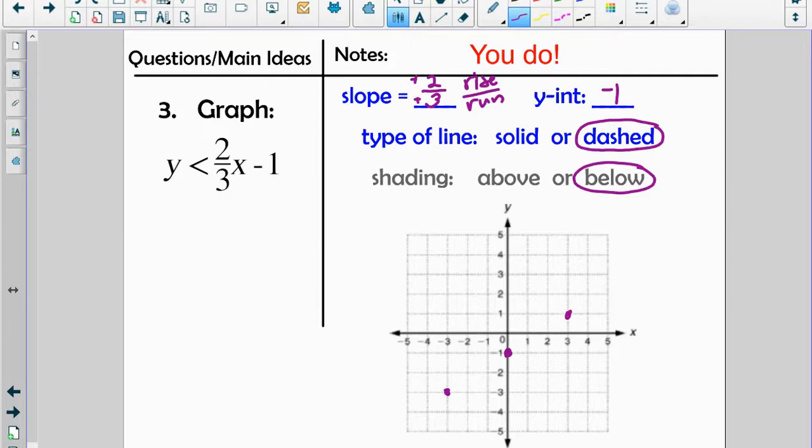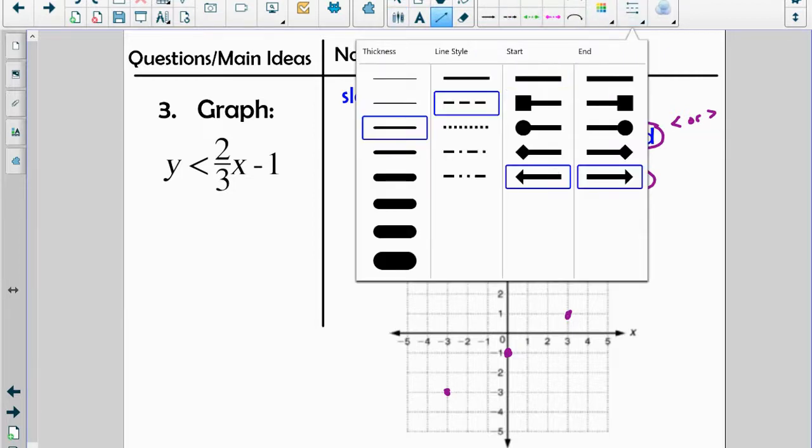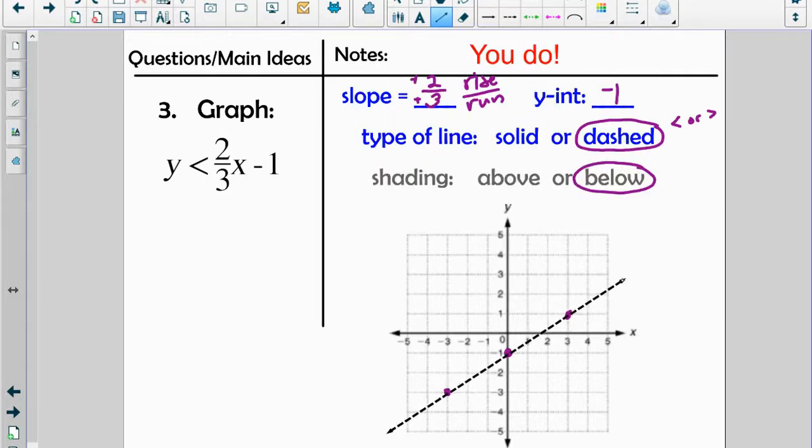We said that we're going to draw a dashed line, because remember we draw dashed lines if it's either less than or greater than, which we had on this one. So I'm going to grab my line tool, draw dashed with arrows on both sides, and let's see if I can get that to go through the points. There we go. So I have my dashed line that goes all the way across the graph.